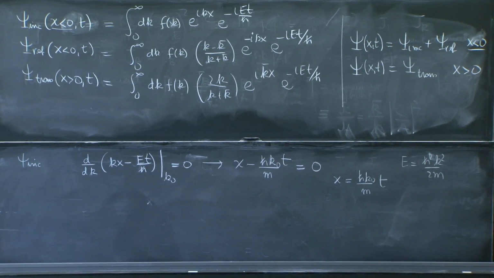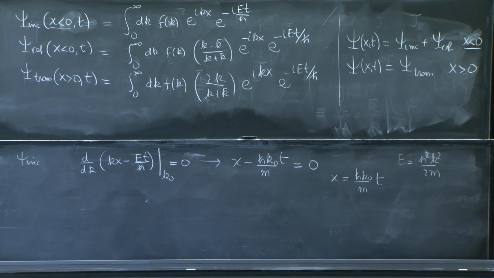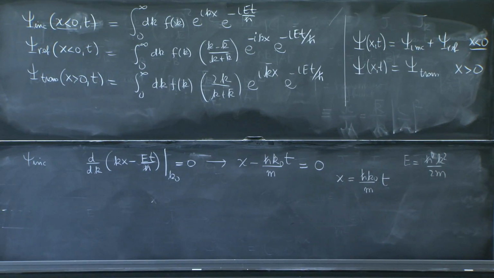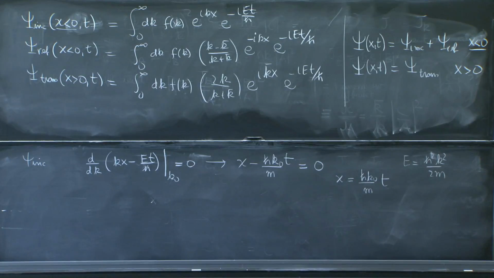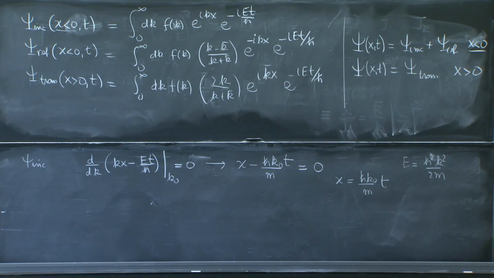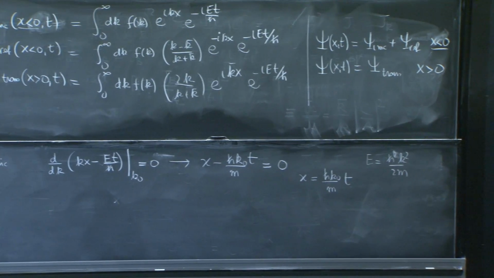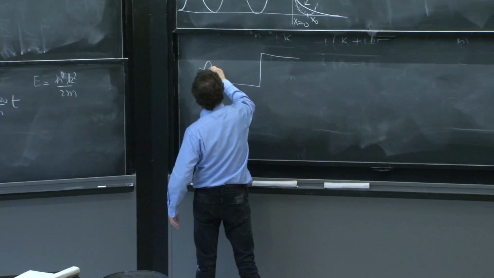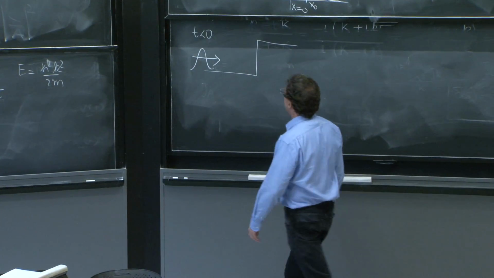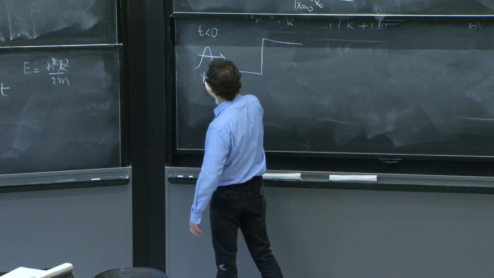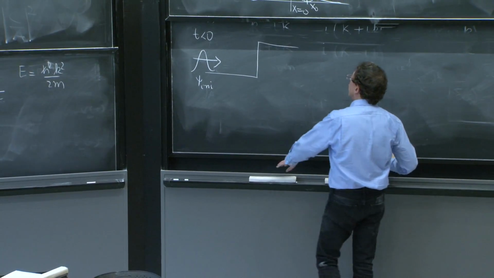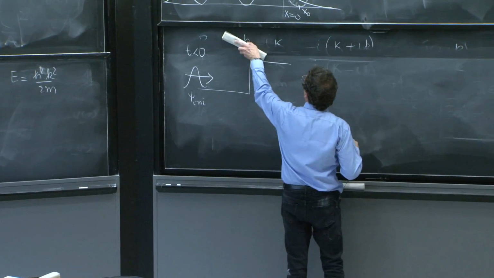I'll maybe draw it here. The center of the packet is moving in from minus infinity into the wall, and that is the picture. The packet is here and it's moving like that, and that's t negative. There's psi incident. It's coming from the left into the barrier, and that's all okay.